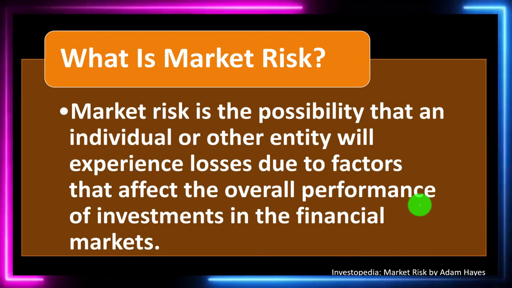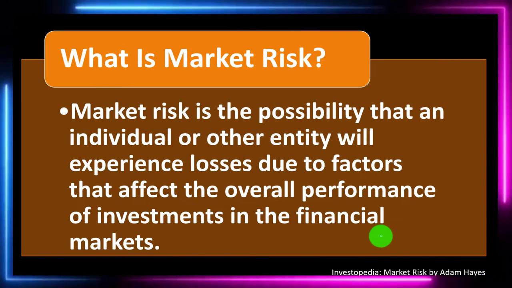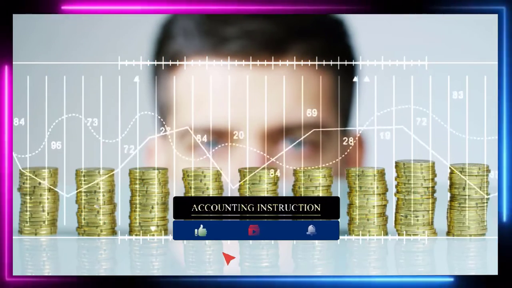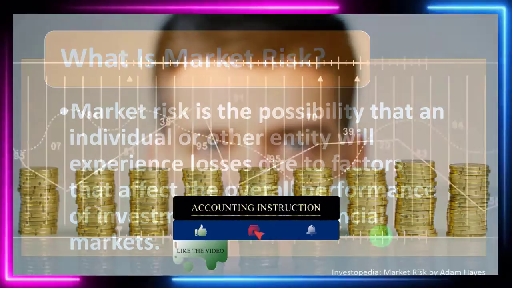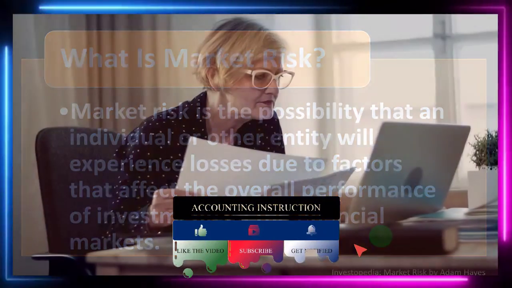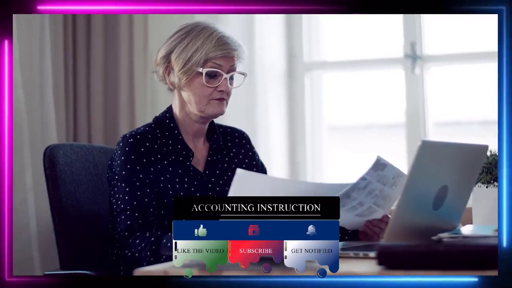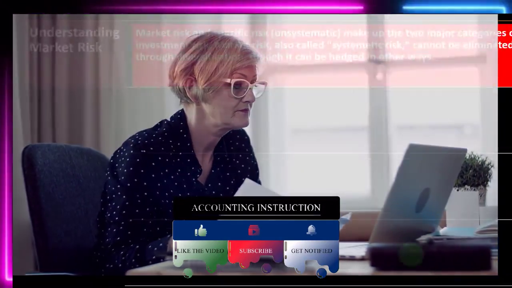Key terms here being overall performance in the financial market. So if we have investments in the financial market and the entire market goes down, then we're still going to have a problem even if we have diversification within the market. Diversification would usually be our major tool to mitigate or lower risk.